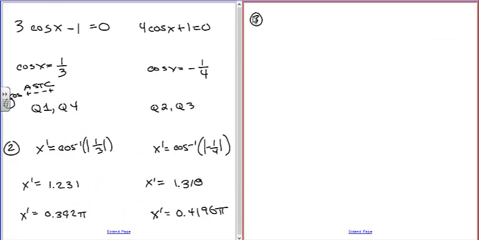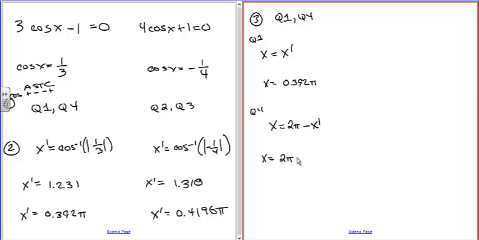Okay, so now step 3 is to find the first quadrant and second quadrant solutions here. In the first quadrant, the angle is the reference angle, so that's 0.392 pi. That's my first quadrant solution. My fourth quadrant solution is x equals 2 pi minus the reference angle. So I get 2 pi minus 0.392 pi. Notice these are both multiplied by pi, so what I'm taking here is 2 minus 0.392, and that's 1.608 pi.